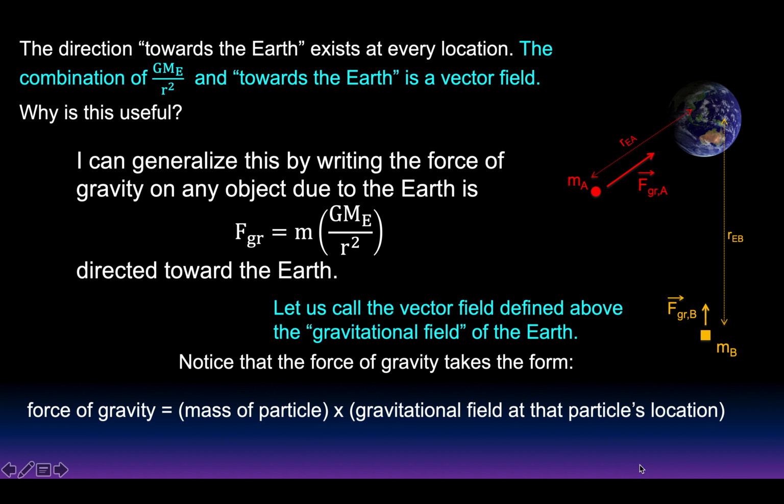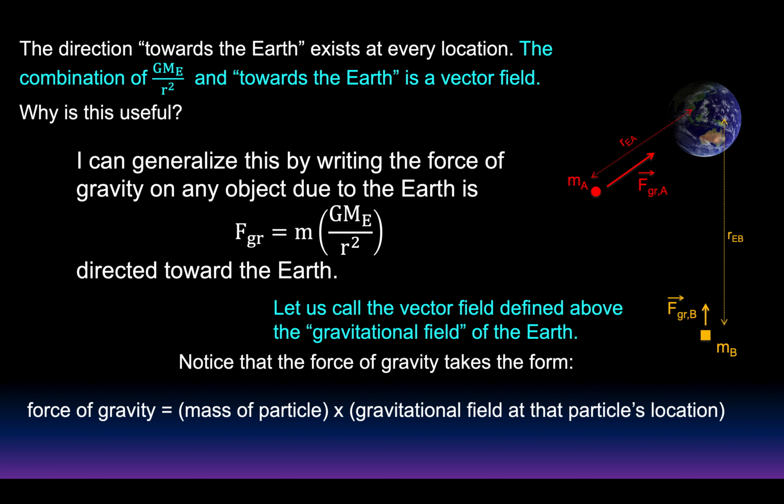Let's think about what this equation, which is written in words, really means. First of all, I'd like to point out that force of gravity on the left-hand side of the equal sign is a vector quantity. The mass of the particle is a scalar quantity, and the gravitational field at that particle's location is a vector quantity. Because mass is an inherently positive quantity, then the force of gravity is always going to be in the same direction as the gravitational field at that particle's location. This is the same idea as force and acceleration are always going to be in the same direction from F equals ma, because mass is an inherently positive quantity.